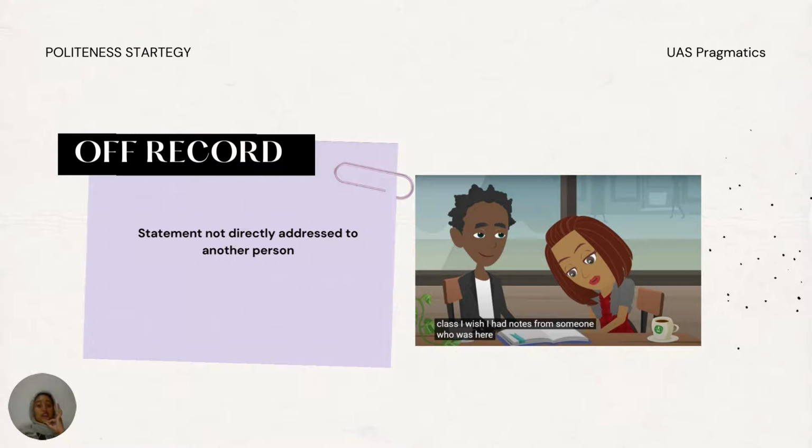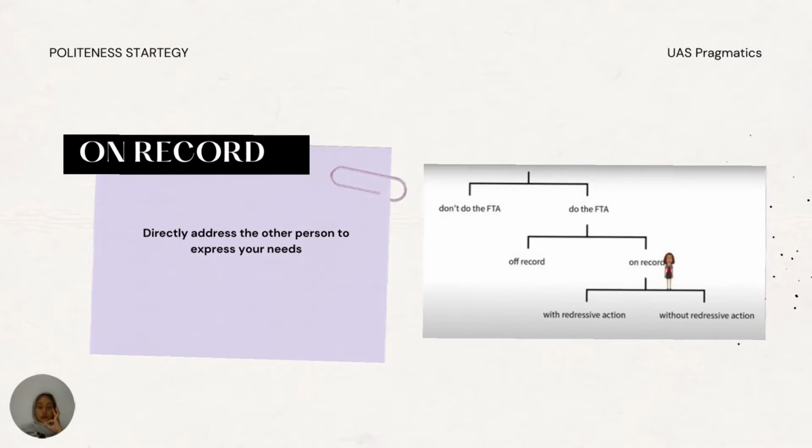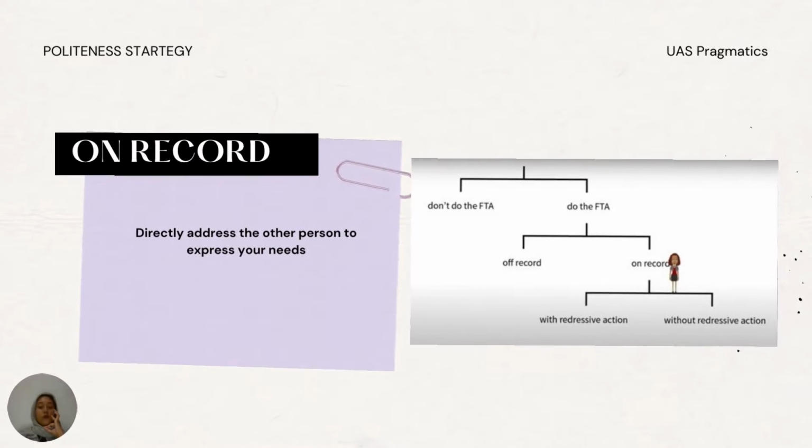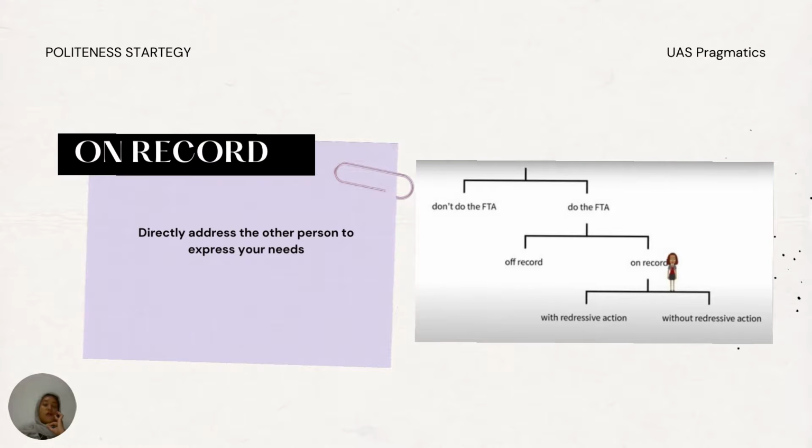So let's say Tina chooses to go on record, so making her request very clear. On record is directly addressing the other person to express your need. Again, she has two options. Should she use redressive action or not?